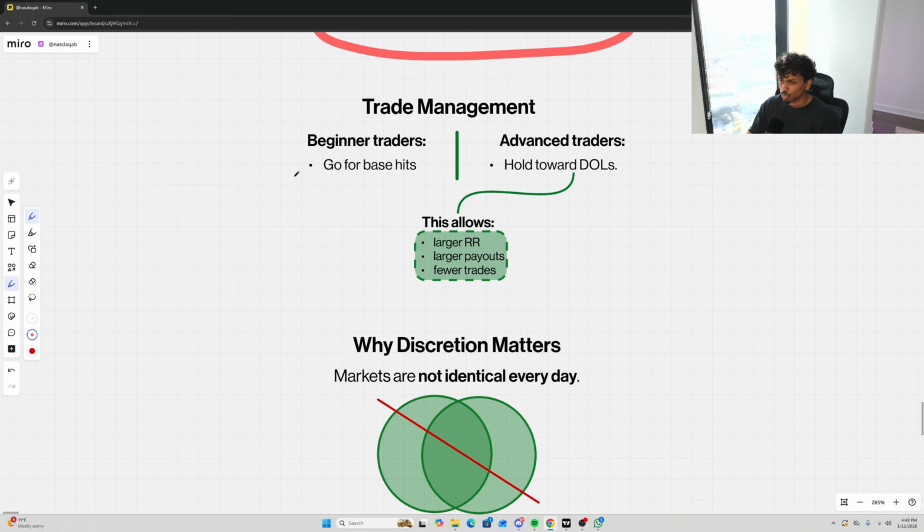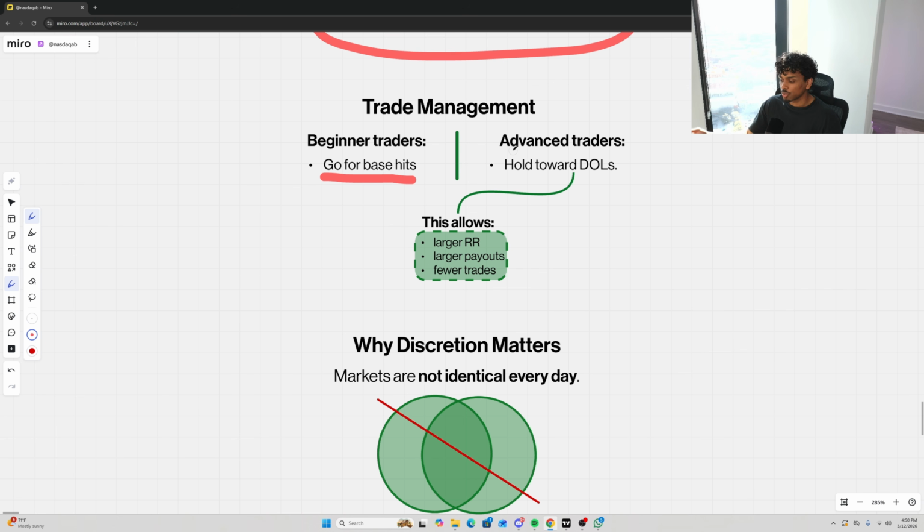For beginner traders, we want to be going for base hits. When I first started, I was also going for base hits in terms of me not targeting a large amount of RR. I was just targeting internal highs or internal lows. I wasn't really targeting these higher time frame drawn liquidities, but instead I was just trying to get in and get out, because I wanted to build my confidence levels. Now, when you get more advanced, you want to be getting more out of your comfort zone.